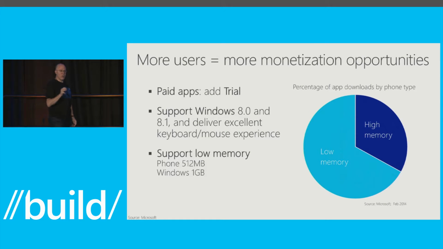This is going to be obvious, but it's clearly not, because we're seeing many apps not doing this. As I mentioned before, if your app is paid, make sure it has a trial, because that will, again, drive more downloads. You want as many people using and downloading your app as possible. If your app is running on Windows, you should support both Windows 8 and Windows 8.1. There's enough install base of both that it's worth supporting both.